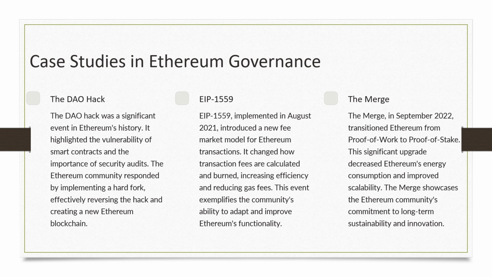Let's explore a few case studies that highlight key governance events in Ethereum's history. The DAO hack was a significant event that underscored the importance of security audits and led to a hard fork of the Ethereum blockchain. EIP 1559 introduced a new fee market model for Ethereum transactions, improving efficiency and reducing gas fees. The merge, which transitioned Ethereum from proof of work to proof of stake, significantly reduced energy consumption and improved scalability. These case studies demonstrate the community's ability to adapt, innovate, and improve Ethereum's functionality.